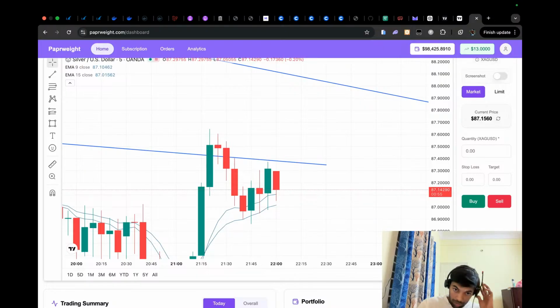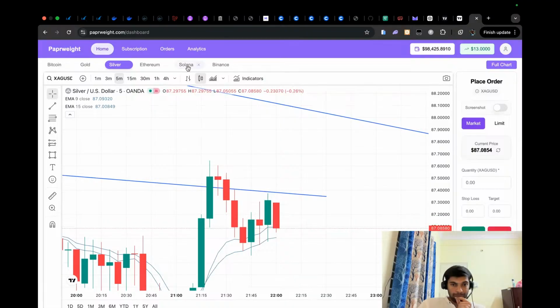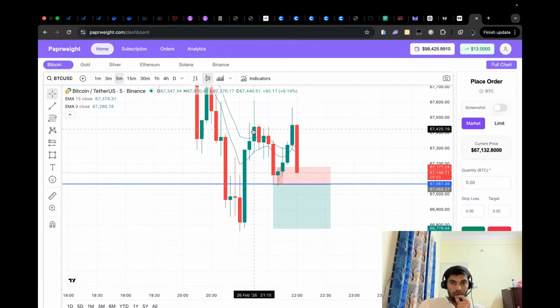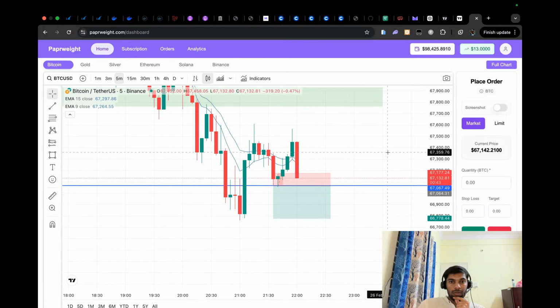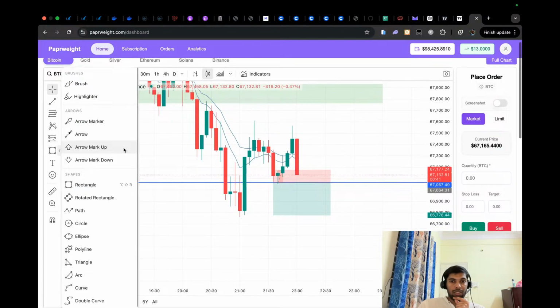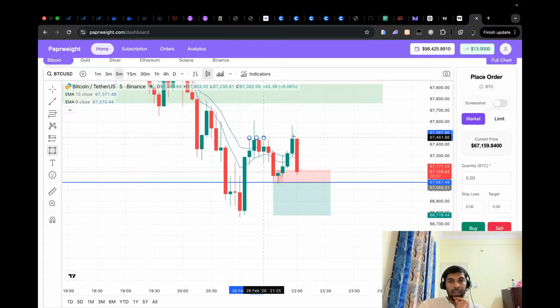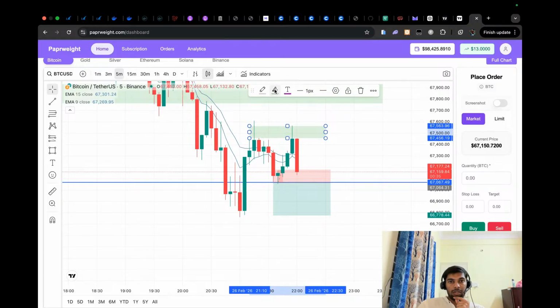Still 1 minute to close this candle. Let's see what is happening at Bitcoin. Okay, what is that? Bitcoin faced sudden rejection from this area. This is the selling area, guys. Bitcoin took it very seriously.